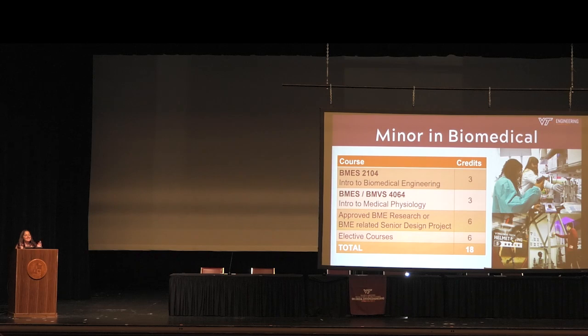Finally, if you are deciding that maybe a BME major is not for you, we also offer a minor. The BME minor is 18 credits with 2 required courses, Intro to BME and Intro to Medical Physiology. We also have 6 credits where you do some sort of BME research or some sort of BME-related senior design project. For example, typically your senior design project in your home major can count as long as there's some sort of BME application to it. Then there are an additional 6 elective courses, which you can consider like technical elective courses.